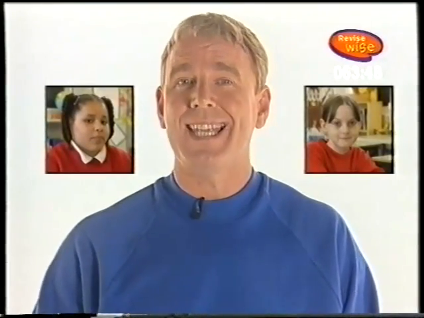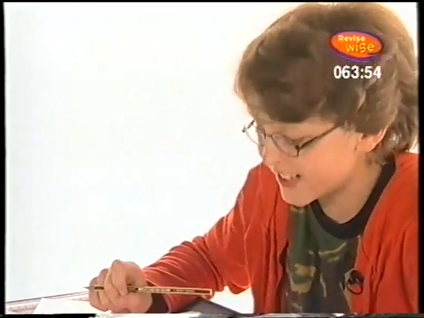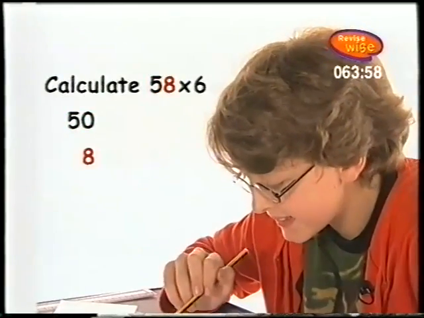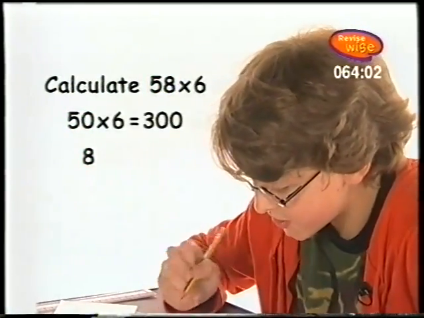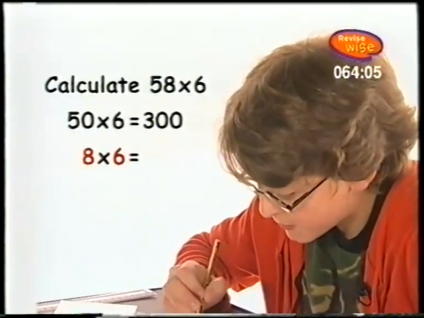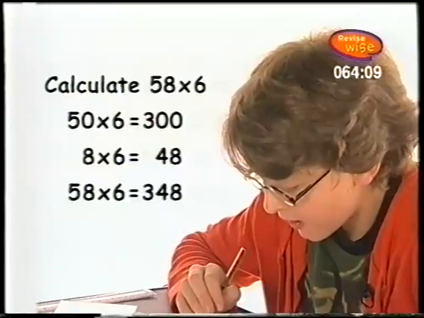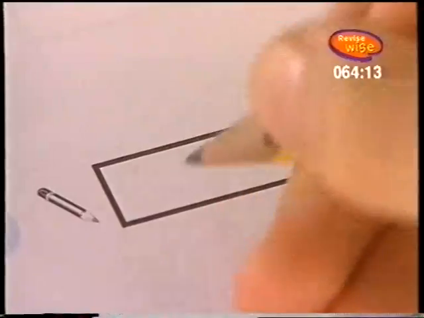Although they use different methods to get the right answer, they both changed the sum into something easier that they could work out first. So that should help you answer your question. It certainly does. I split the 58 into 50 and 8. 50 times 6 is 300, and 8 times 6 is 48. So I add them together to get 348. That's right.